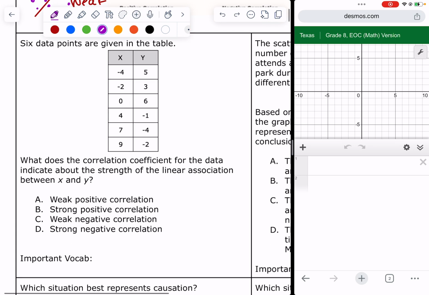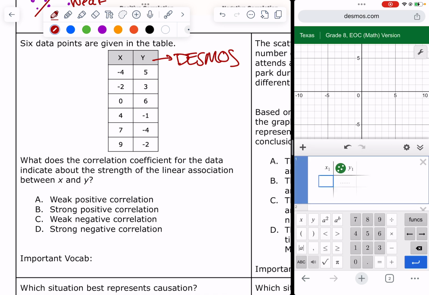Let's go and take a look at our first example. It says 6 data points are given in the table. What does the correlation coefficient for the data indicate about the strength of the linear association between X and Y? So I need to put this table into Desmos. So I go to Desmos, I press table plus, and I'm going to insert those numbers.